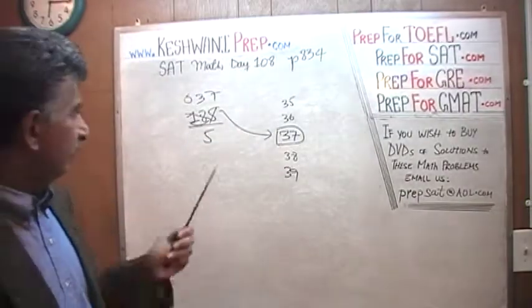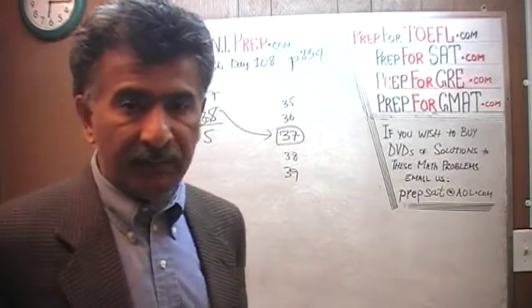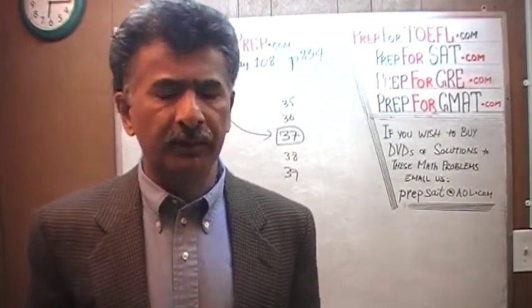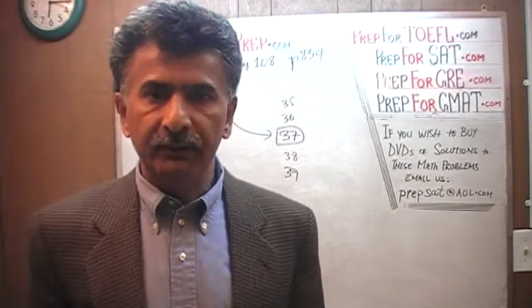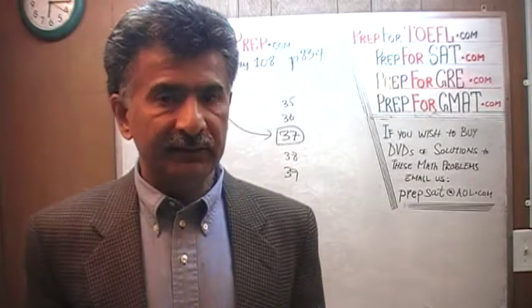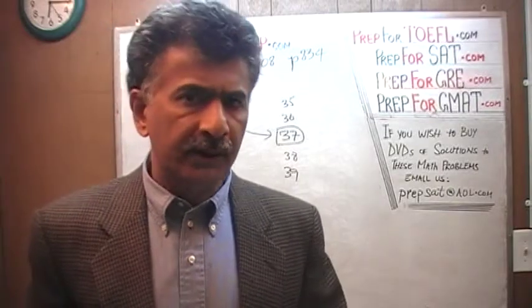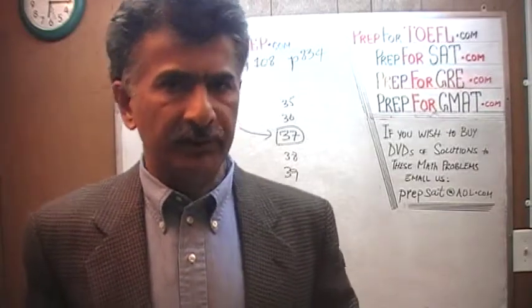Another quicker way would have been to simply realize that 185 is exactly 15 less than 200. One more time, 185 is exactly 15 less than 200.